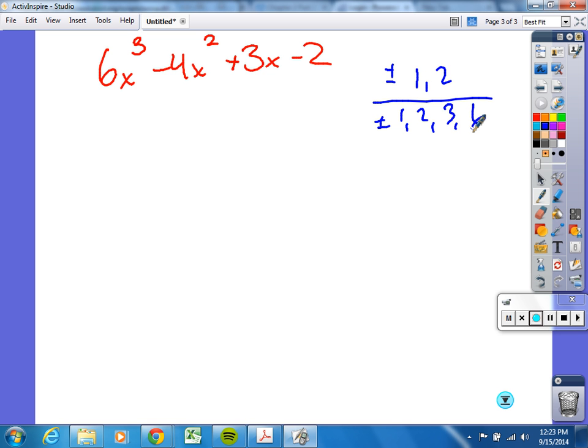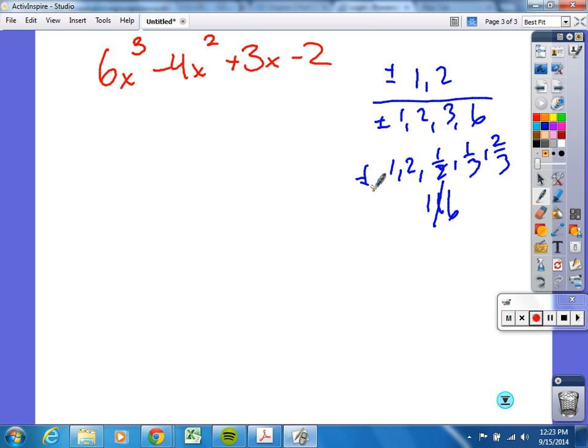Right? Yeah. So notice, if you'll quickly see, that's 1, 2, that's 1/2. 2 over 2 is 1, that's 1/3. 2/3, 1/6, and 2 divided by 6 is 1/3. So these are all the possible rational roots.